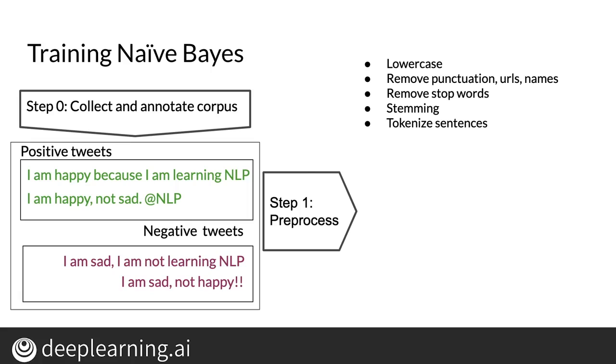The pre-processing step, as described in the previous module, consists of 5 smaller steps. 1. Lowercase the text. 2. Remove punctuation, URLs, and handles. 3. Remove stop words. 4. Stemming, or reducing words to their common stem. And 5. Finally, tokenizing, or splitting your document into single words or tokens.